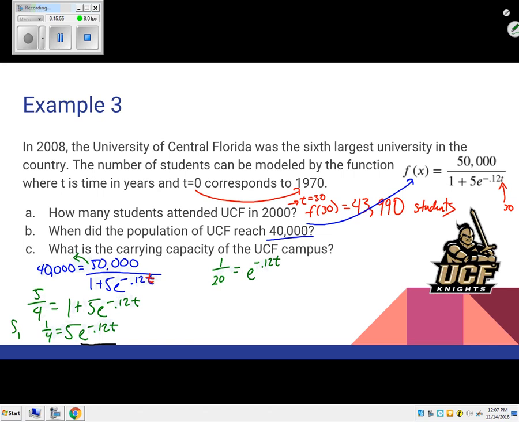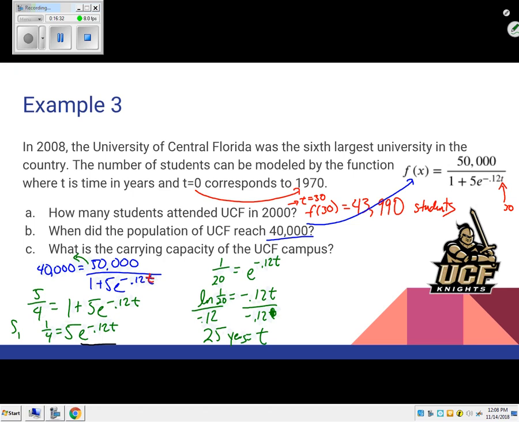Okay, now I'm going to convert it to a logarithmic equation. So I'm solving for t the same way I've solved for k in the previous problems. So I get the natural log of 1/20 equals negative 1.2t. And notice I haven't typed anything in my calculator yet. Now I divide by negative 1.2, and I'm just left with t on this right side, and I finally get the number of years that it took. It took right at 25 years to get this.